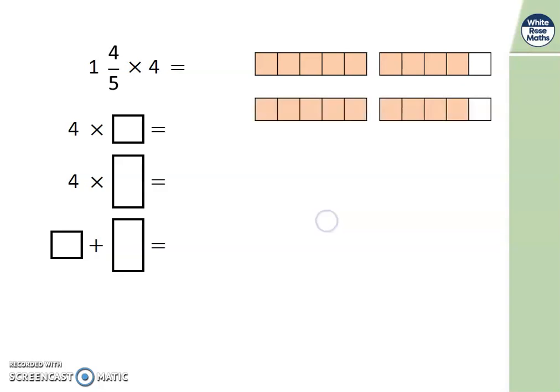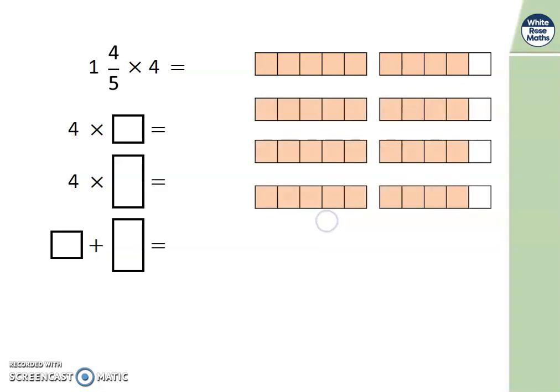Let's see how you did. So here I'm going to build it 4 times. And I can see I'm going to do 4 lots of one whole one. That's this part, and that's 4. Then I'm doing 4 lots of 4/5. Can you see what's different this time? If I do 4 times 4, I get 16/5. Now this time you see I've ended up with an improper fraction.